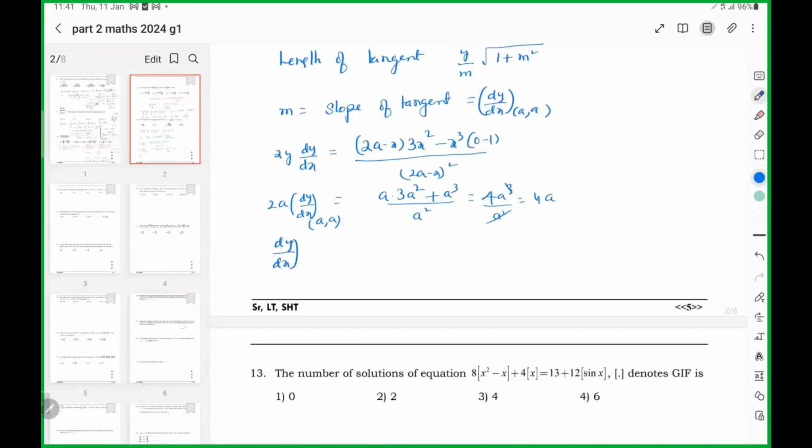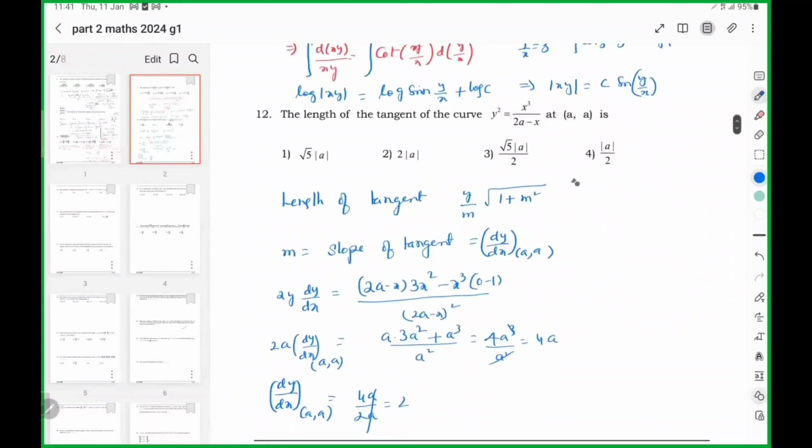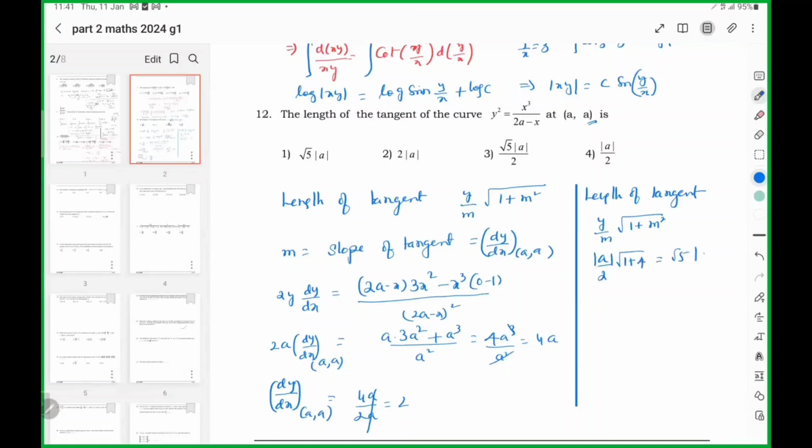dy by dx, which is 2. So length of tangent is y by m under root, y here is a, m value 2, so we get root 5, since it has a length modulus possible.